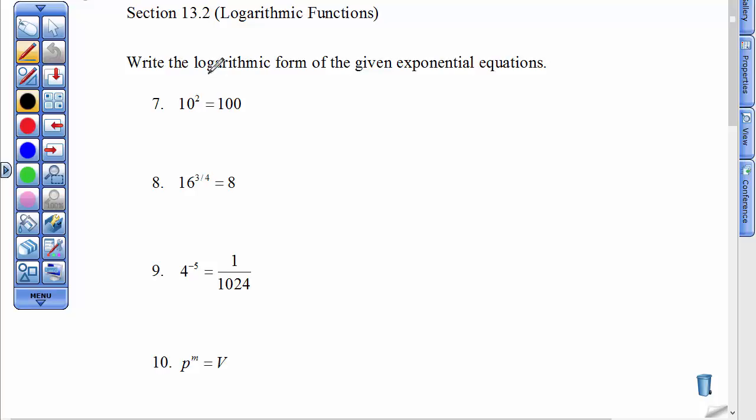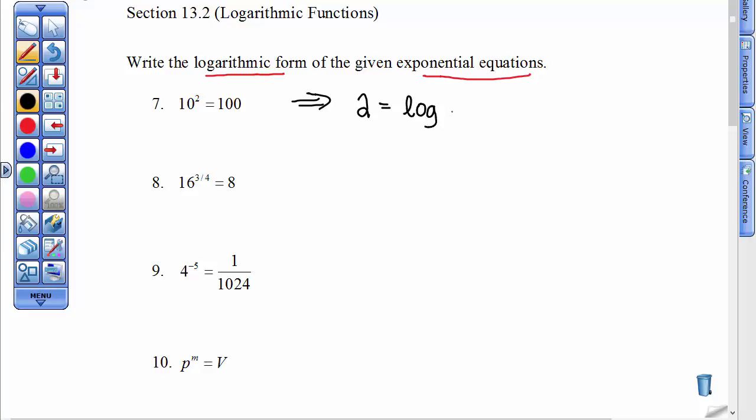Okay, again, we asked you to write the logarithmic form of the given exponential equations. These problems often I can recognize and say, oh yeah, 10 to the second power, that really is equal to 100. I get that. But now to write it in its logarithmic form, remember a logarithm is an exponent. The exponent for this problem is the number 2. That's what's all alone.